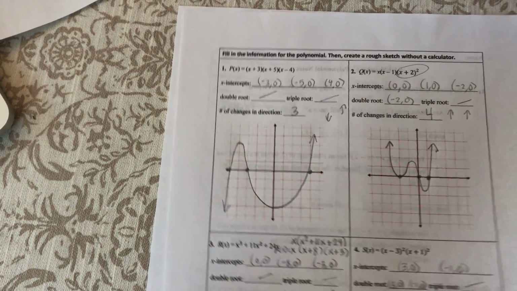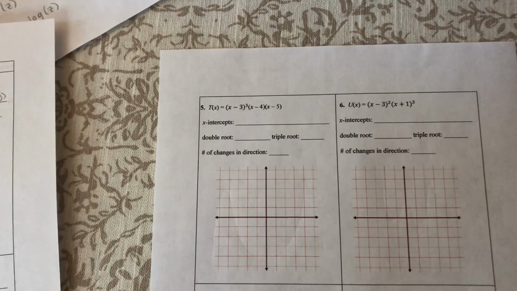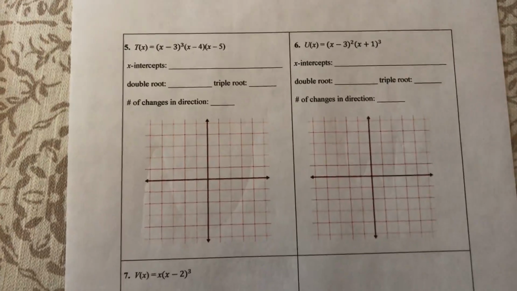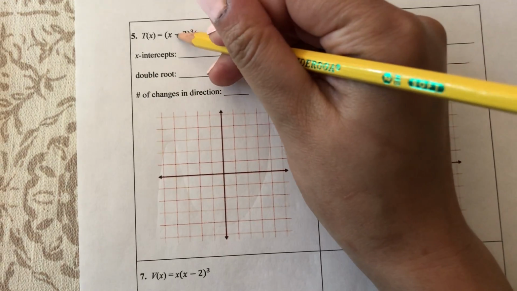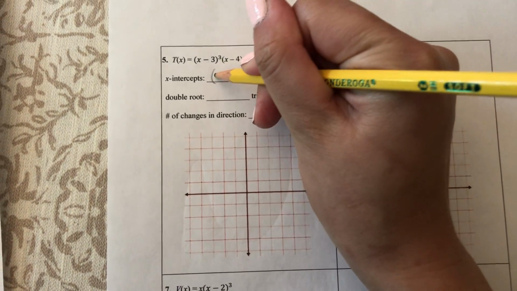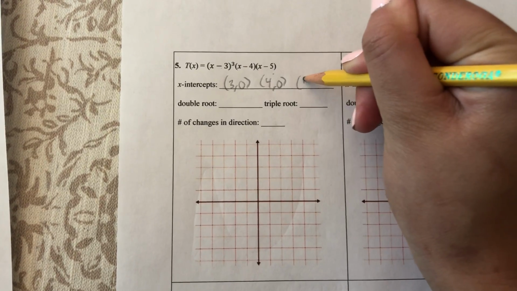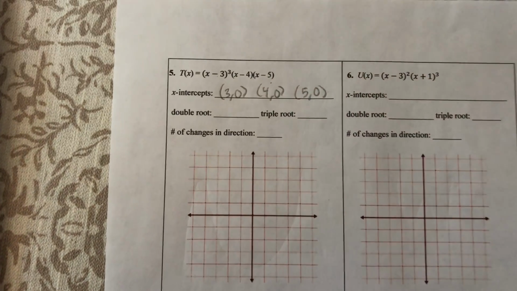I'm going to keep going. And we're going to see some cubes now. So again, same stuff, x-intercepts. I'm going to ZPP, set each part equal to 0. This is 3, 0, 4, 0, 5, 0. Opposite side of whatever is in there.